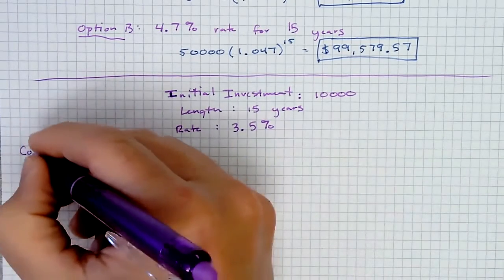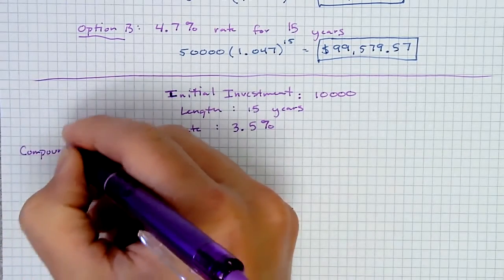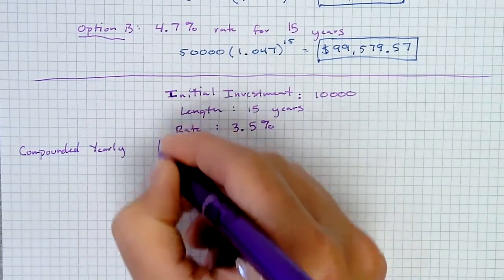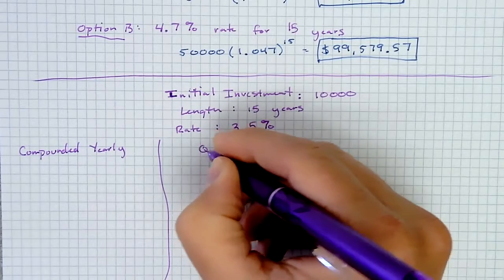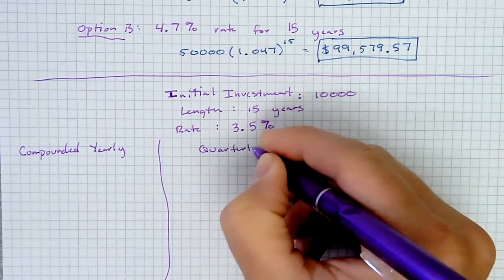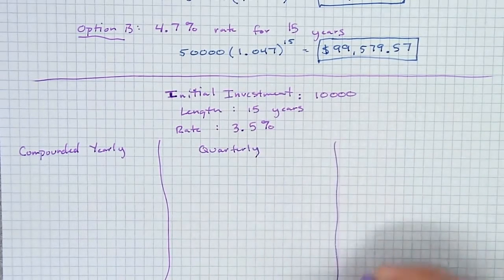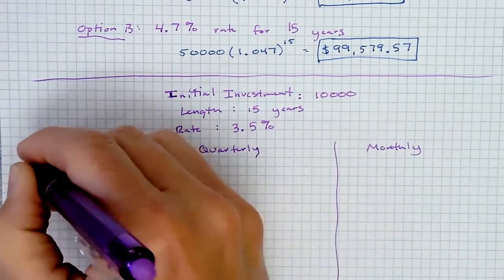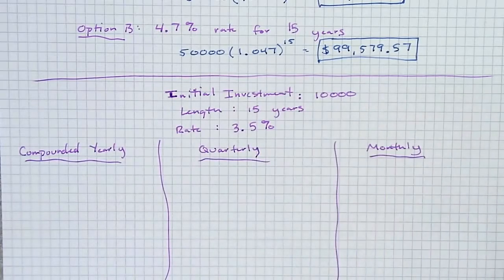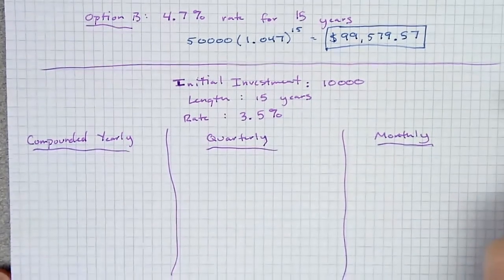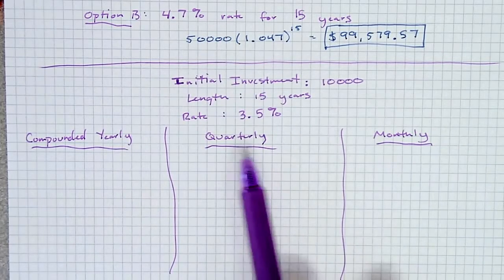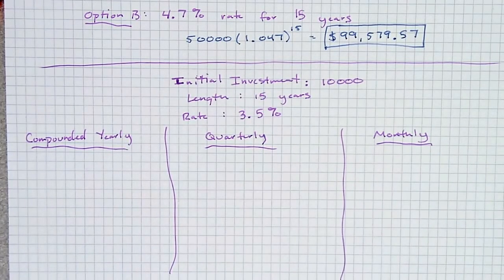Okay, so I want you to look at two different things. What if it's compounded yearly, which is what we've just been doing? Let's say it's compounded quarterly. And let's say it's compounded monthly. Okay, so you get three different situations. Your compound is what's going to be different. Compounded yearly, what we've been doing. Look back and try and remember, how does compounding quarterly and monthly affect our equation?